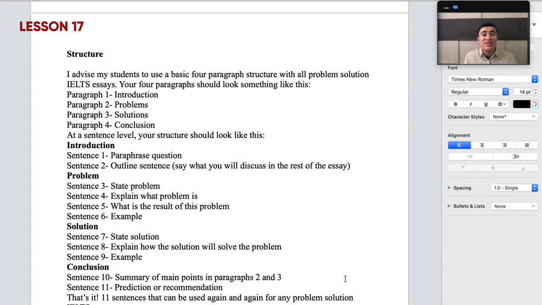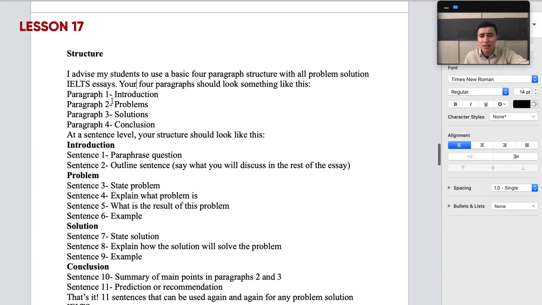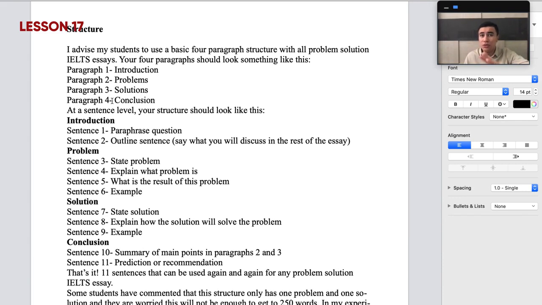Now let's talk about general structure that can be used for any problem solution IELTS essay. So I always recommend my students to use a basic 4 paragraph structure. So your 4 paragraphs are going to look like this. Paragraph 1 is going to be your introduction, paragraph 2 problems, paragraph 3 solutions, and paragraph 4 conclusion. Okay? At a sentence level, your structure is going to look like something like this.